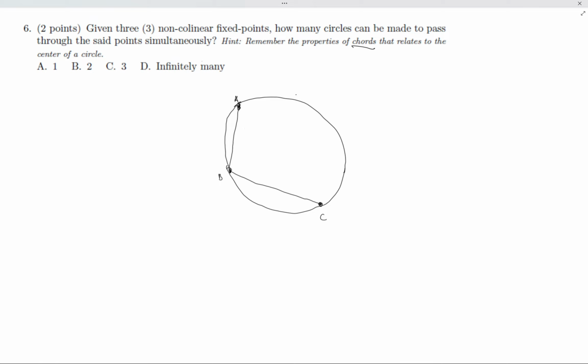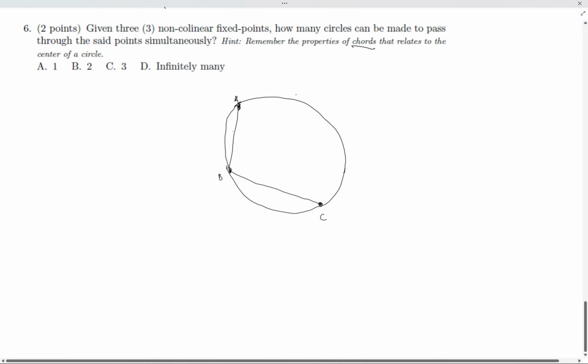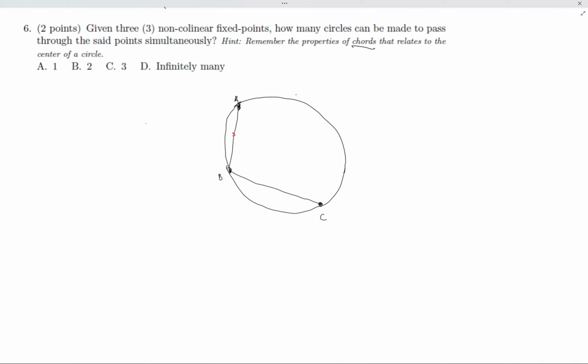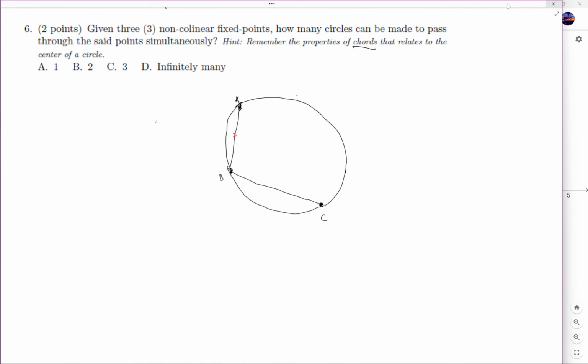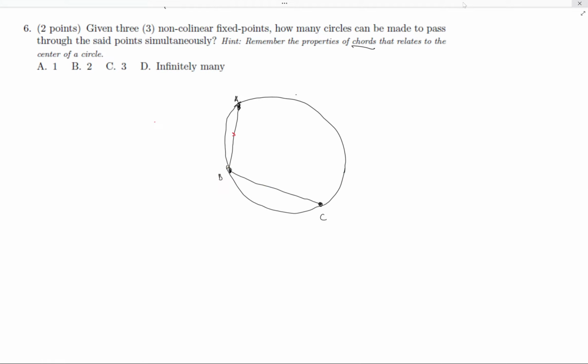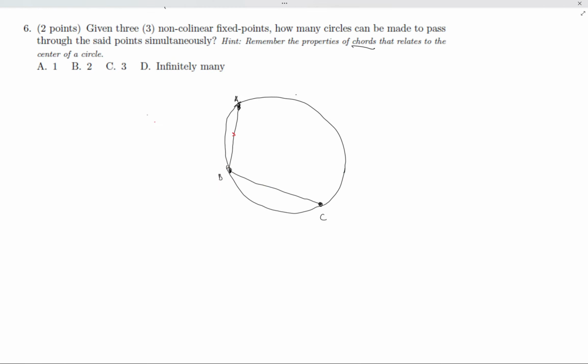Now, remembering the said property earlier, it means that the perpendicular bisectors must contain the center. In this case, let me create a perpendicular bisector of the line segment connecting points A and B. I have a perpendicular bisector, or so I want it to be, so just imagine it is a perpendicular bisector.